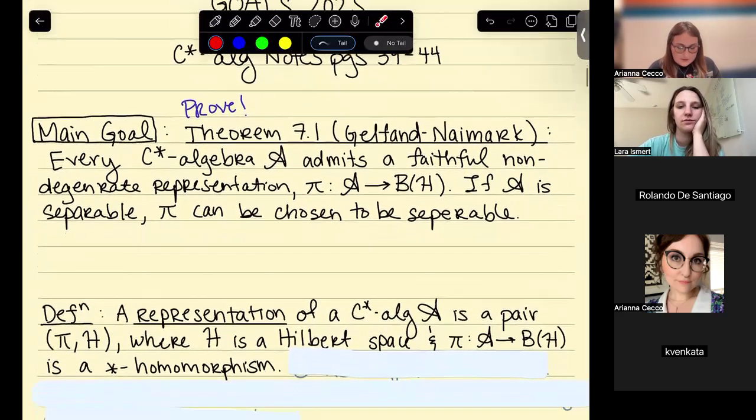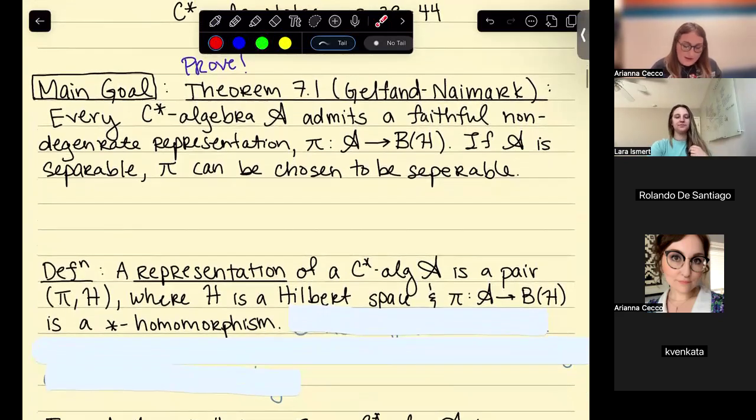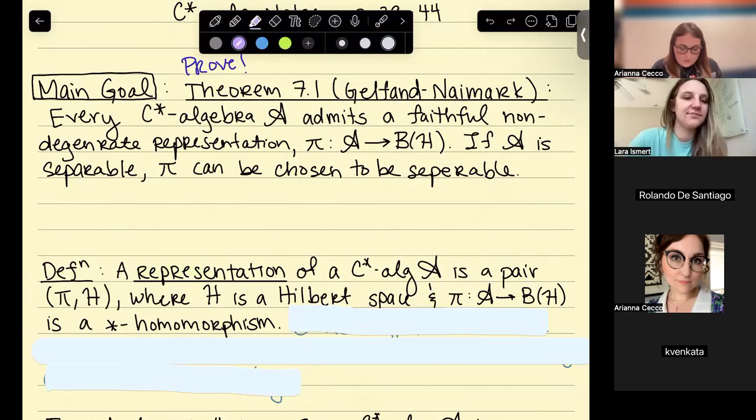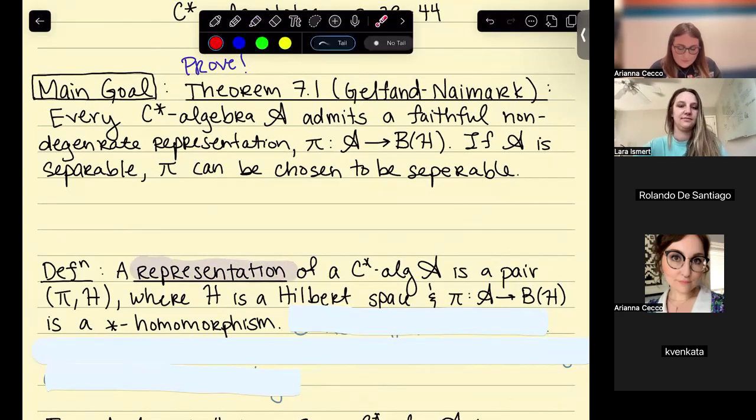So, first, let's just remind ourselves about what a representation is. A representation of a C-star algebra A is a pair (pi, H), where H is a Hilbert space and pi from A to B of H is a star homomorphism.